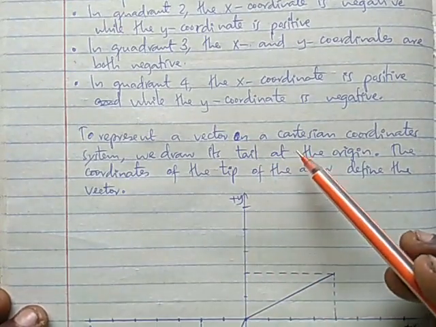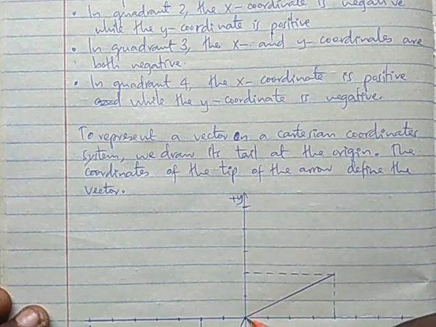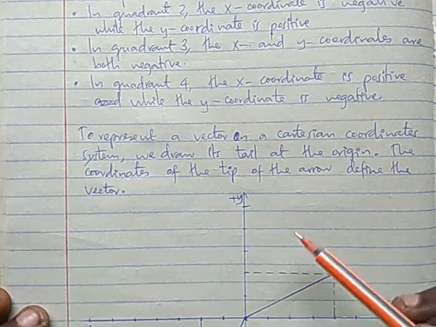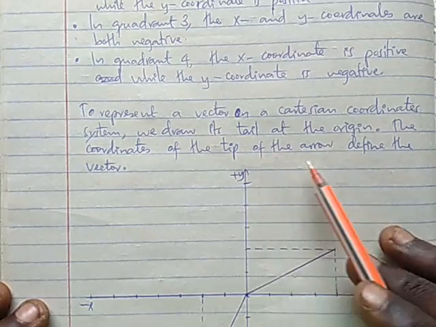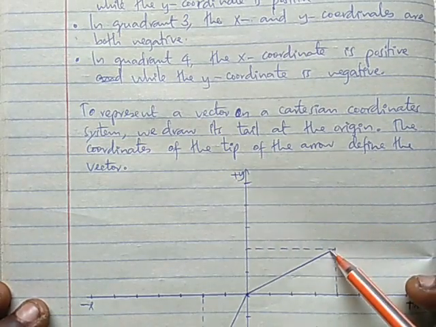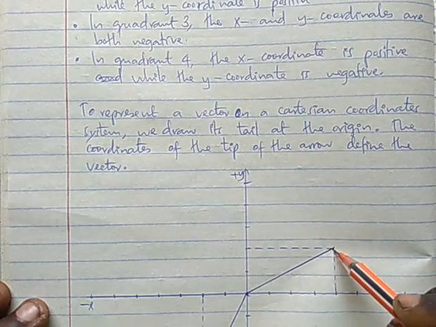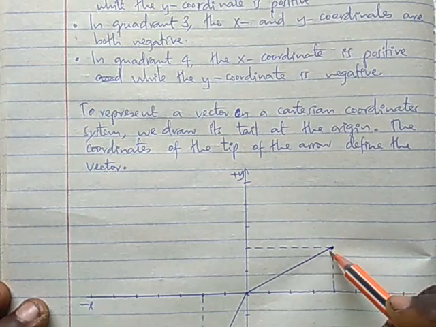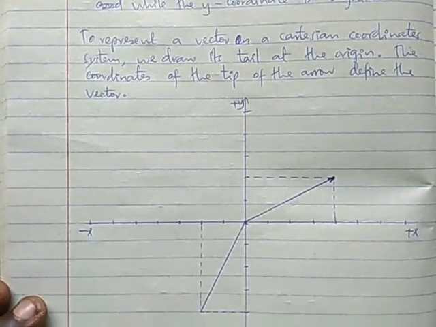So to represent a vector on a Cartesian coordinate system, we draw its tail at the origin. It is tail at the origin, and then the head, the coordinates of the tip of the arrow defining the vector. So hapa kwenye tip of the arrow, coordinate yake hapa itakuwa ngapi? Coordinate hapa itakuwa ngapi? Ita define vector yetu kwenye Cartesian coordinate system.